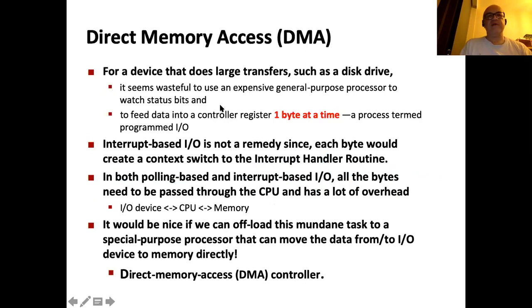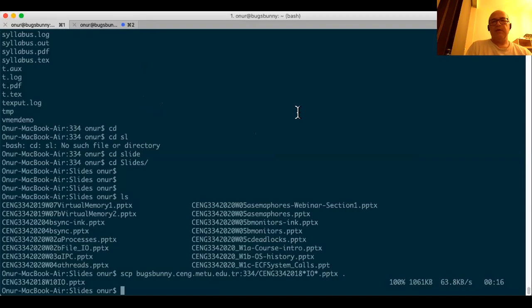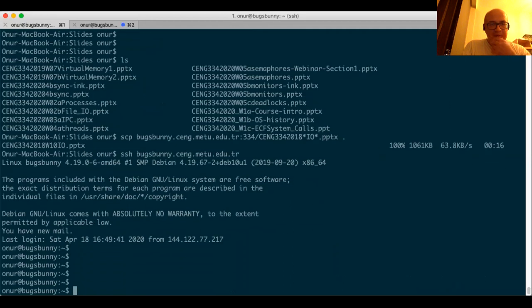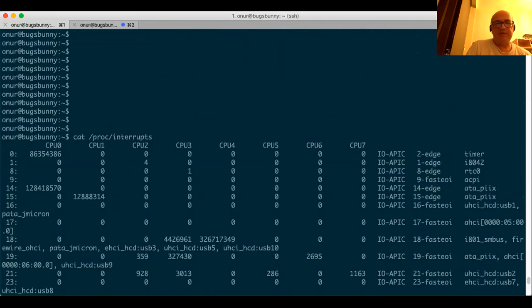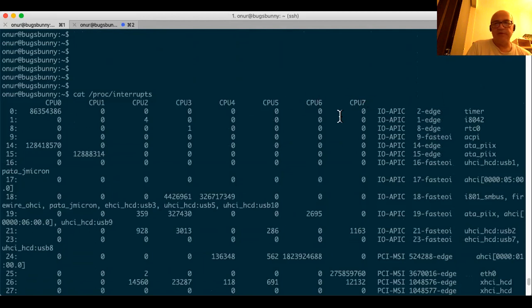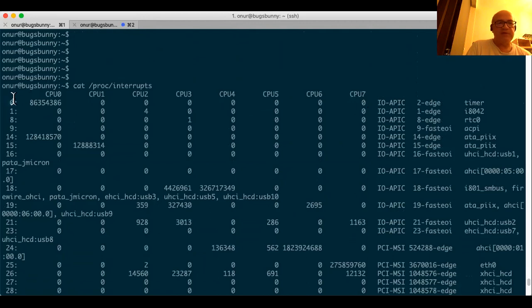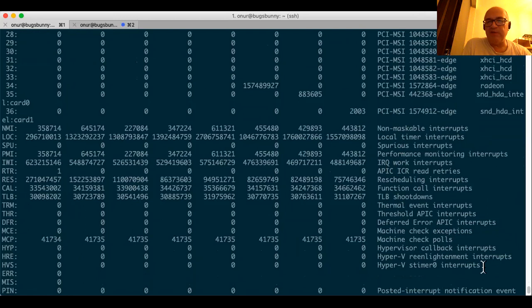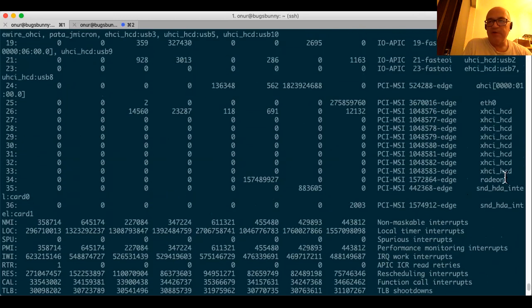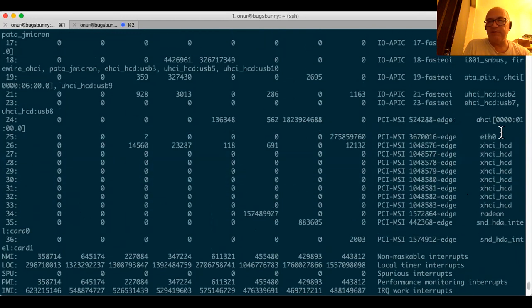For interrupt service routines, I can show you an example from a Linux machine. So this is a Linux machine. I would like to show you first this /proc/interrupts file, which has the current setup of interrupts in my system. This is a quad-core, 8-thread CPU, and this is my interrupt vector, basically interrupts 0, 1, 8, 9. In the kernel, they are handled so that each is used by at least one of the functions. Some of them are internal kernel functions, some of them are related to devices. For example, this one is the Ethernet device.